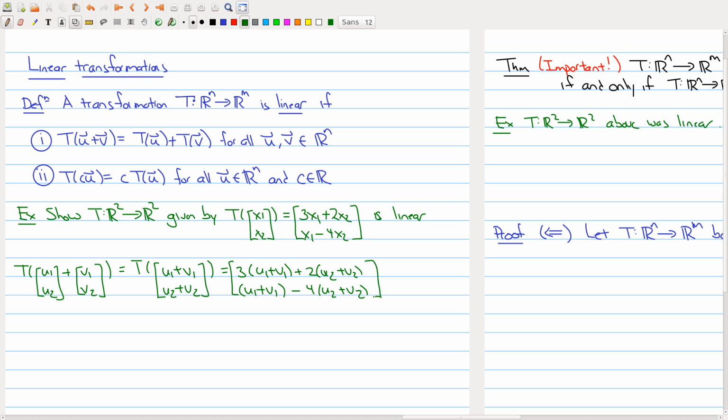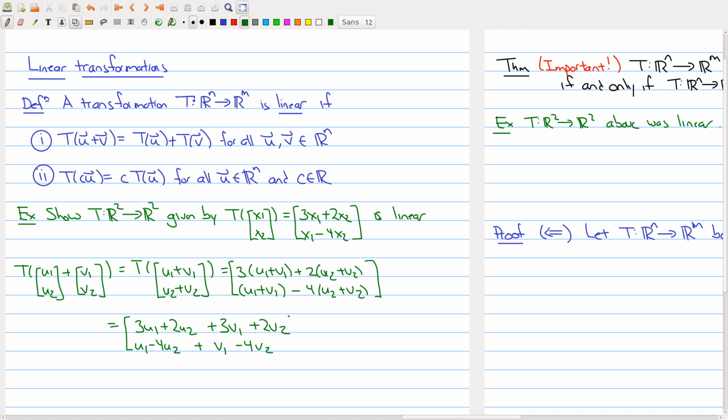Okay. Now, what I want to do is get rid of all of these parentheses. I want to re-expand them all, and then put all the u's together and all the v's together. So I can rewrite this as 3u1 plus 2u2 plus 3v1 plus 2v2. And in the second coordinate, I get u1 minus 4u2 plus v1 minus 4v2.